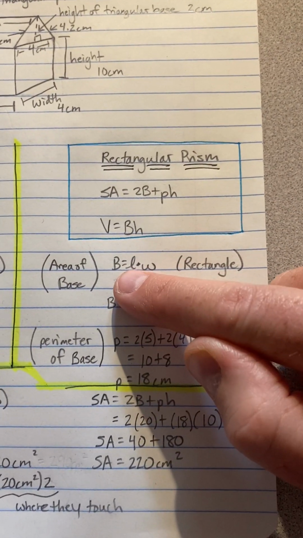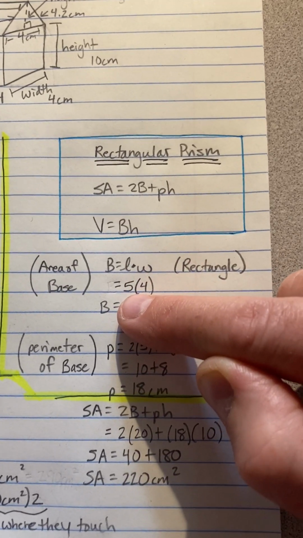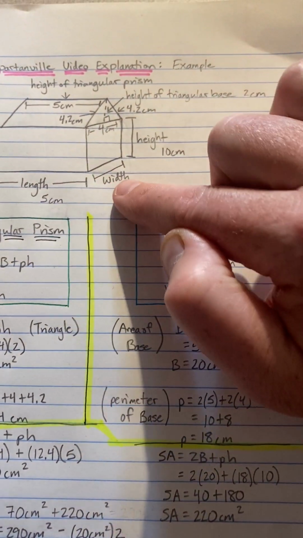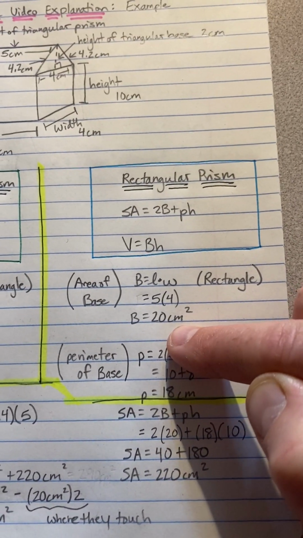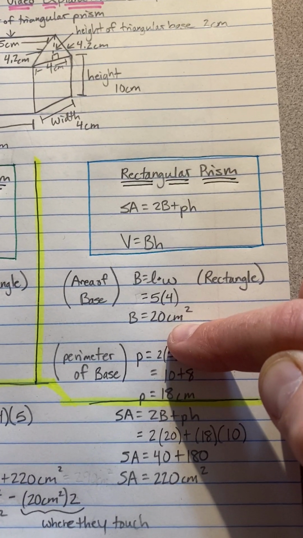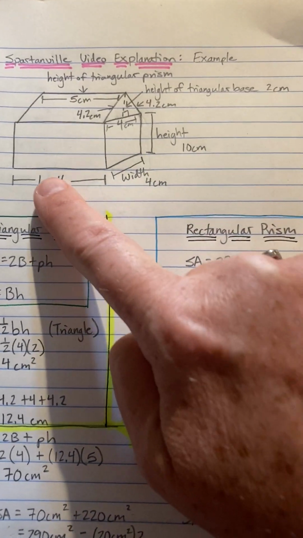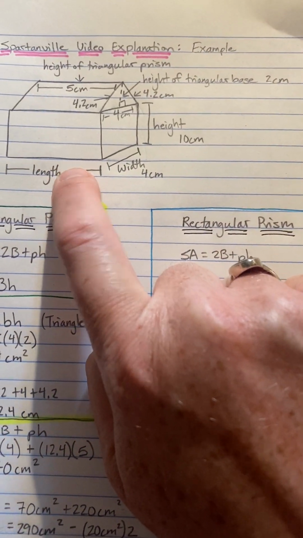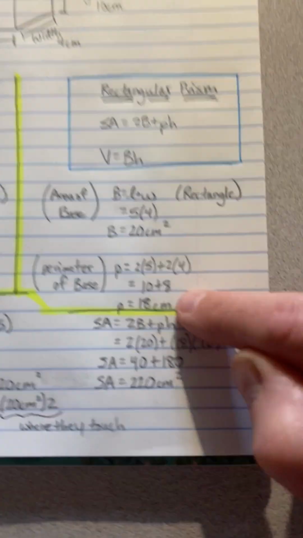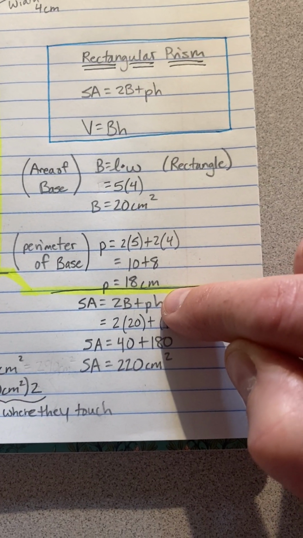So for the rectangular prism, the base is a rectangle. And so to find the area of the base, I did length times width, which is 5 times 4. And that just gave me 20 square centimeters for the area of the base. And then the perimeter of the base would be 2 times 5 plus 2 times 4, because you have 2 sides that would be 5 and 2 sides would be 4. So I got 10 plus 8, which is 18 centimeters.